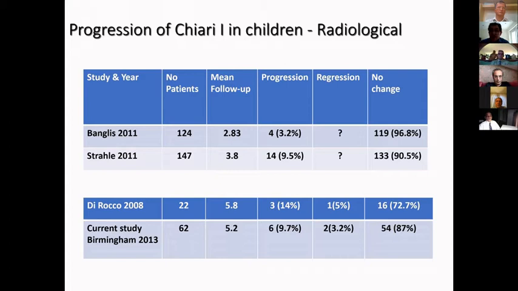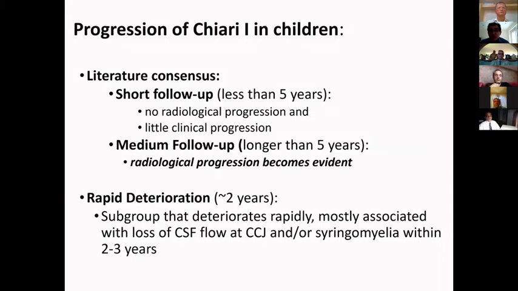So the literature kind of tells us that if you are treating Chiari malformations, you have to follow them for at least 5 years to know where they're going. Not all of them require immediate surgery, but there is a rapid deterioration in these patients, which occurs within the first 2 years in those that usually have either CSF flow problem, ventriculomegaly, or some skull base anomaly.